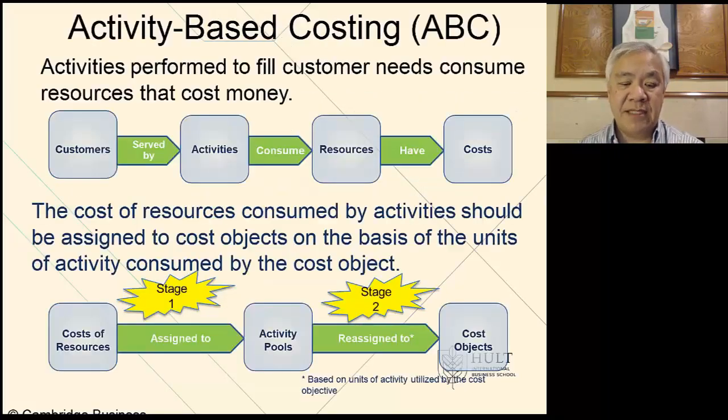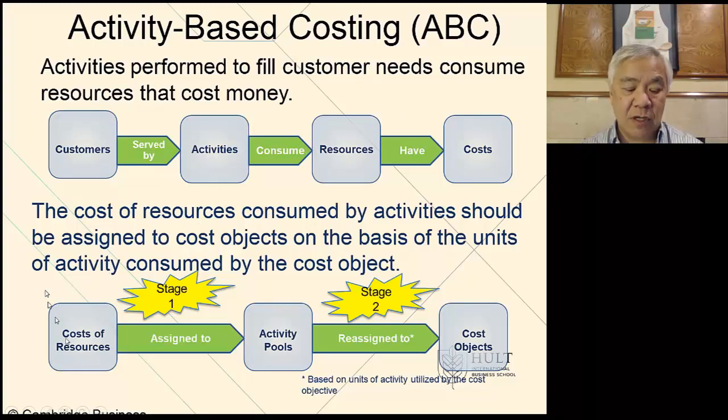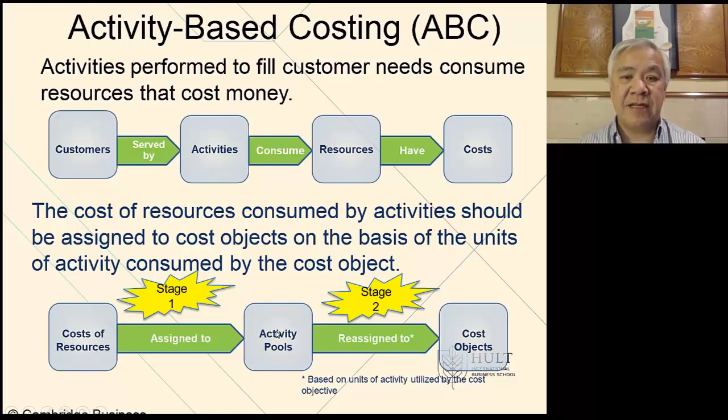A high-level view of ABC is that activities performed fill customers' needs. And on the left, we see customers that are served by activities by a company which consumes company resources that have costs. So what we're trying to do in ABC is reverse it. Say, what are the costs of resources we have? How can we assign those to the activities? Then how can we assign the costs of the activities to the actual cost objects? And this is the basis of ABC. Simple concept, very complicated in realization.